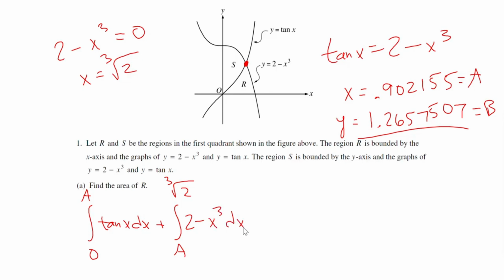And then another option would have been to do the rightmost function minus the leftmost function, right? So we could have done the 2 minus x cubed minus the tangent x, where we put x in terms of y, right? And so then this other one would have been x equals the cube root of 2 minus y. So we could have done cube root of 2 minus y minus inverse tangent y from 0 to that b value. But you don't need to do them both. We'll just do this one.